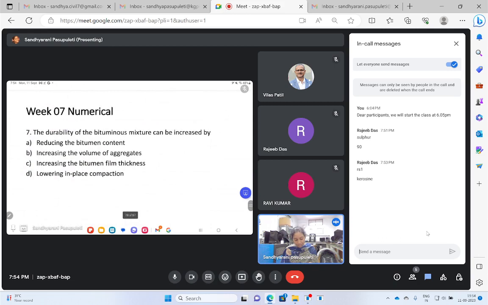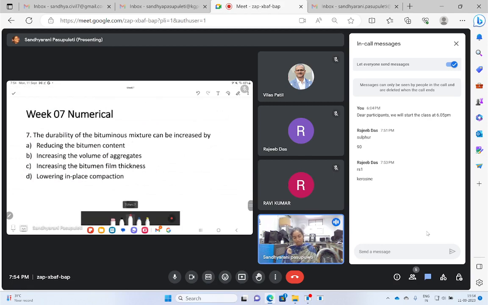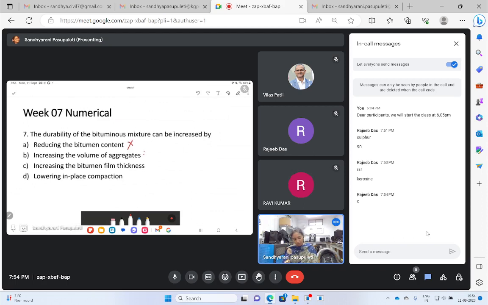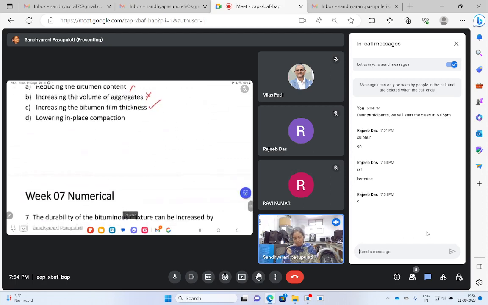The durability of bituminous mixture can be increased by. So if I want to increase the durability, what are the options? Reducing the bitumen content. What will happen if I reduce the bitumen content? There will not be proper coating. So this is wrong. Increasing the volume of aggregate. No, even if you increase the volume of aggregate, strength may improve, but the durability will not. Increasing the bitumen film thickness. Yes, C is the correct answer. So if you increase the thickness, durability will be increased.